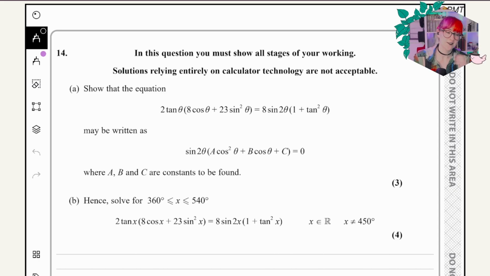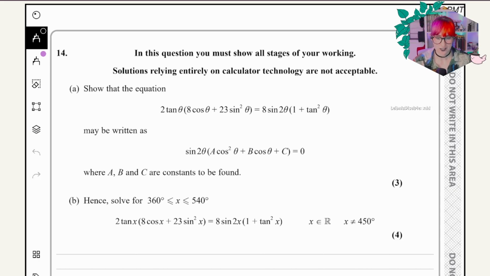We've got 2 more questions left to get through. Hoping they won't take abysmally long. However, they are the final questions of the paper. So naturally, they do sort of amp things up a little bit. And we have some trig functions. Everyone's favorite. So, show all stages of the working, relying entirely on calculator technology not acceptable.